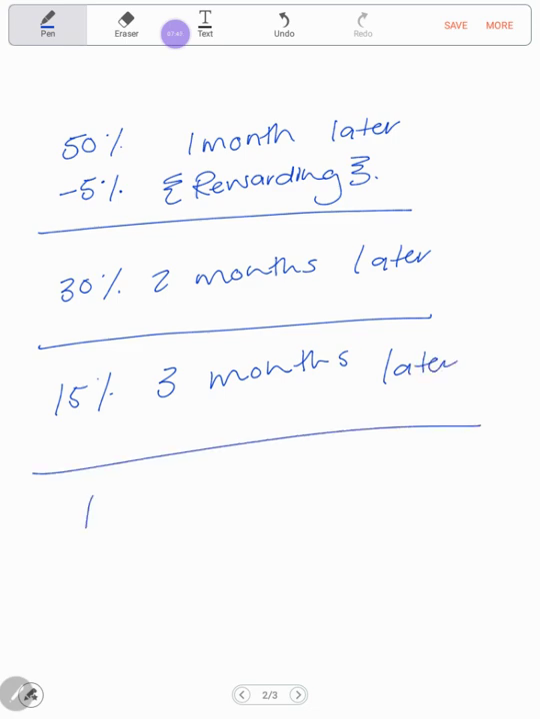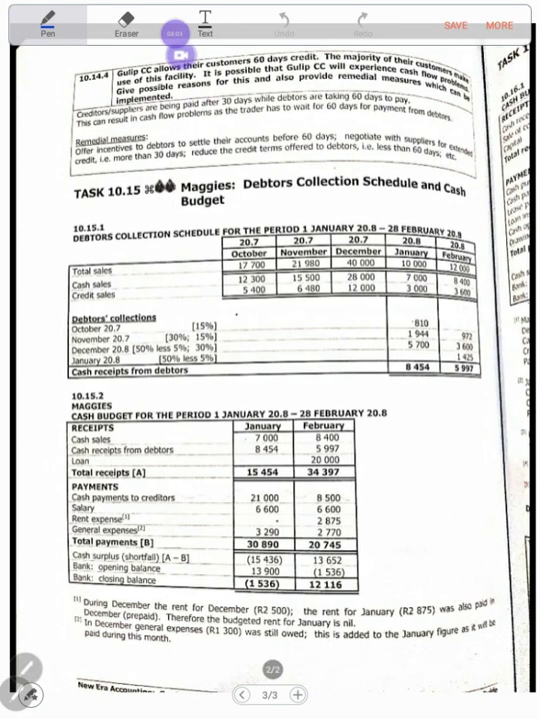And then we have bad debts, but bad debts is not really considered in the debtors collection schedule. All right, so all we are interested in is this information over here. So let us go to our debtors collection schedule.